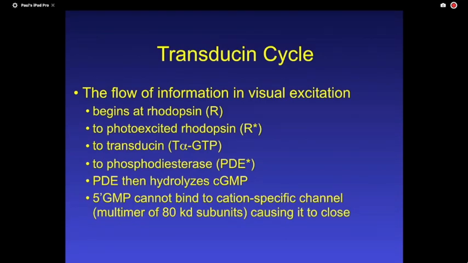And so, rhodopsin gets photoexcited. It will then stimulate the alpha subunit to become active, which then will bind to PDE to make it active. PDE hydrolyzes cyclic GMP, and the 5' GMP cannot bind to the ion-specific channel, and it causes it to close. The cellular response then is depolarization and signaling of a nerve signal to the nerves.